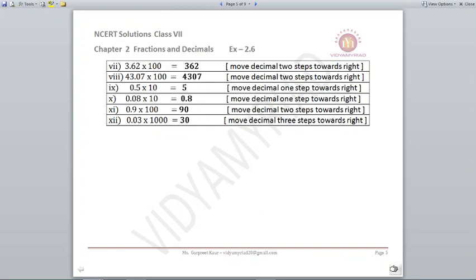0.03 multiplied by 1000. How many steps do I need to move now? 3 steps. But how many digits do I have? I have only 2 digits with me, but I need to move 3 times. So the answer will be 30, or I will write it as 030. Answer comes to 30.